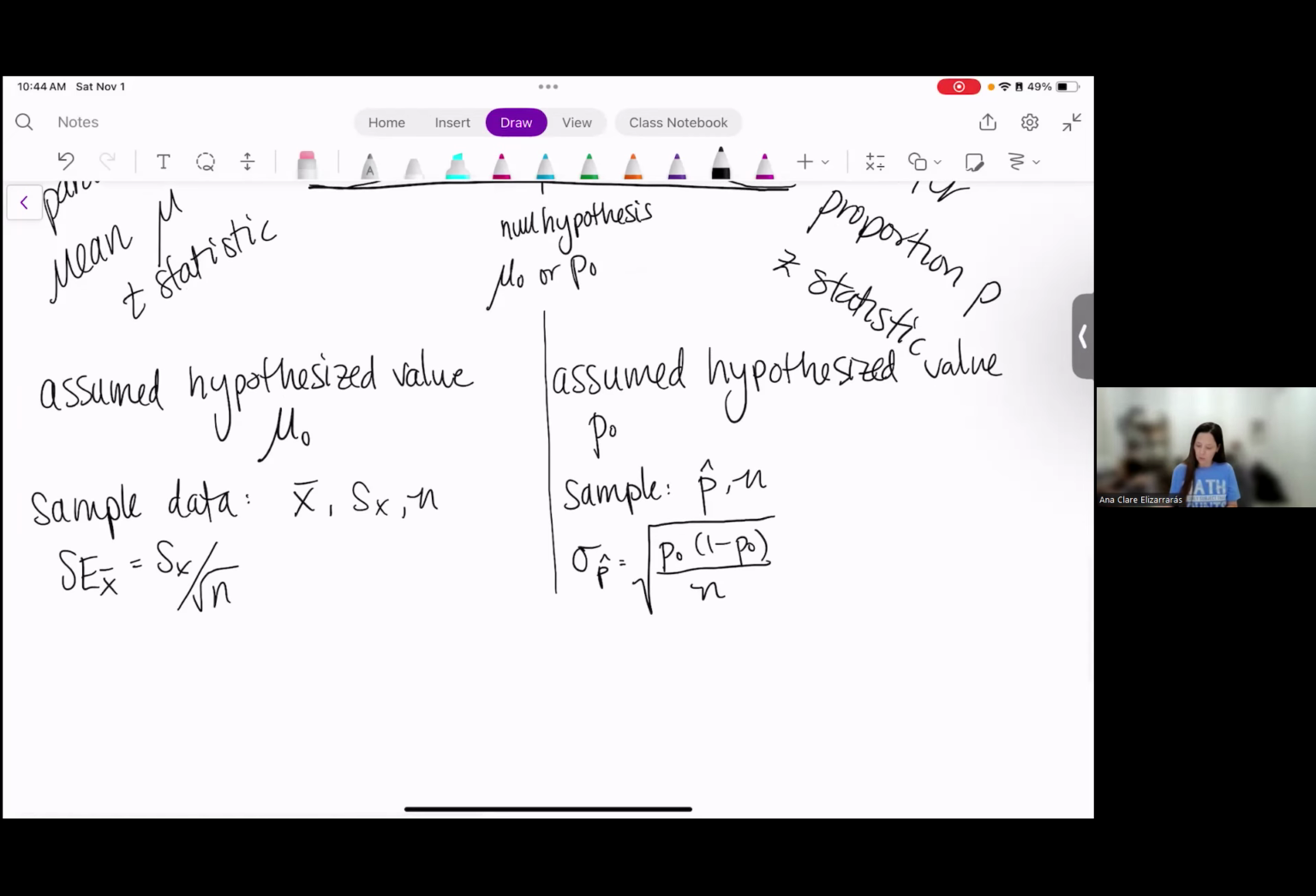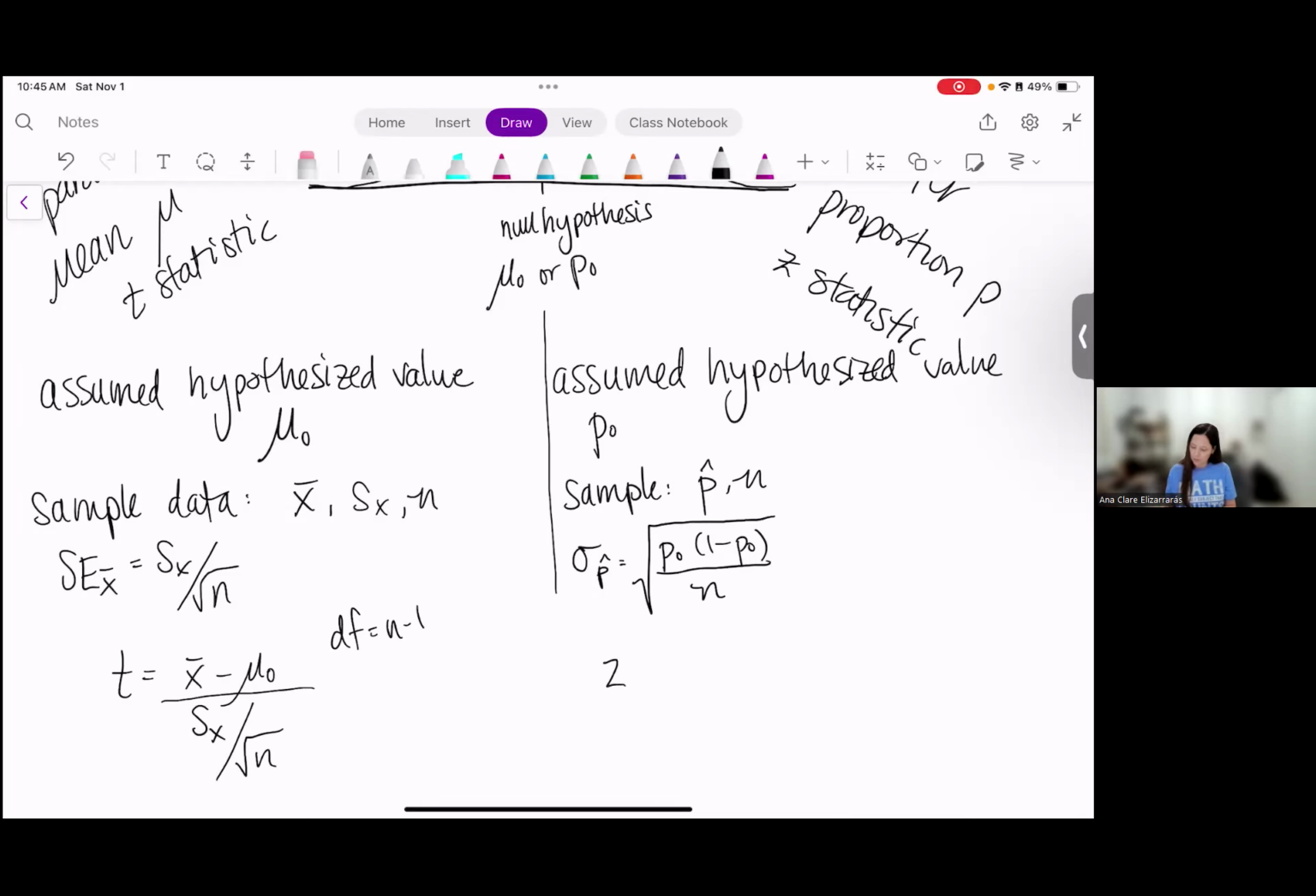Now we put all of that together. Remember, a z-score is the value that we have minus your hypothesized value divided by the standard deviation of the statistic. So our t-score here is going to be the x bar from the sample minus the hypothesized value from the null hypothesis divided by the standard error, which is the standard deviation of the sample divided by the square root of the sample size. That's our t-score. And remember, our degrees of freedom is n-1.